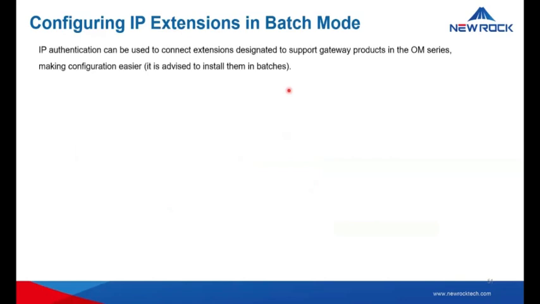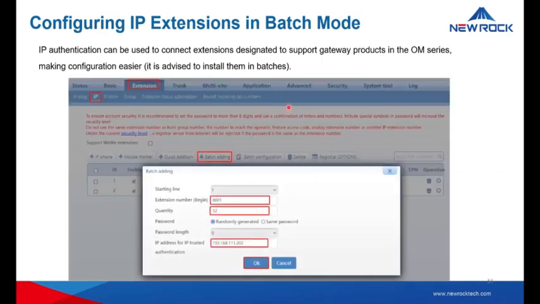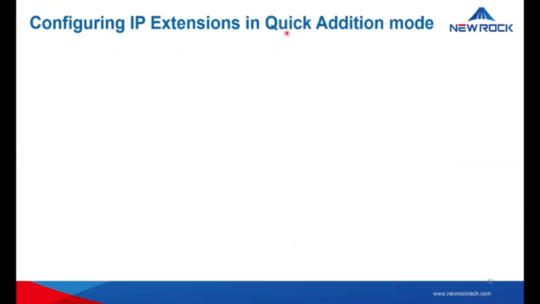batch mode. Usually if IP authentication is used to connect the extensions, you can select batch adding, then the extension number. Say it begins with 8001, the quantity is 32, so you get extension numbers from 8001 to 8032. And this is the IP address. Fill in the IP address of the integrated MX gateway. So you can do these configurations, or you can do a quick addition mode.